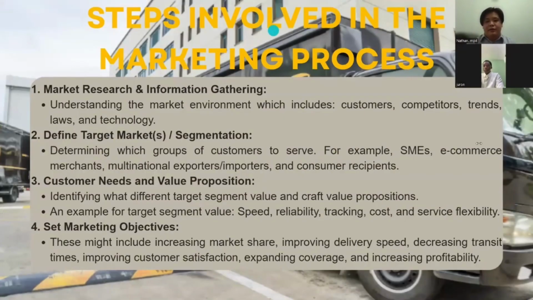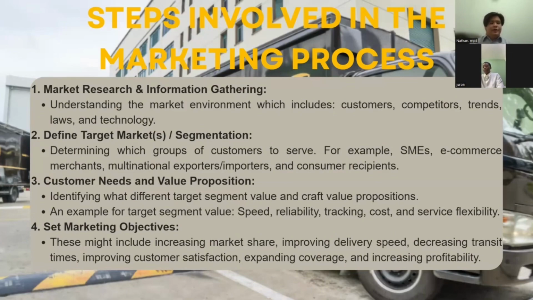So we'll start. Steps involved in the marketing process. The first step is marketing research and information gathering. Understanding the market environment, which includes customers, competitors, trends, laws, and technology. The second step is defining targets, segmentation. Determining which groups of customers to serve. For example, SMEs, e-commerce merchants, multinational exporters or importers, and consumer recipients.